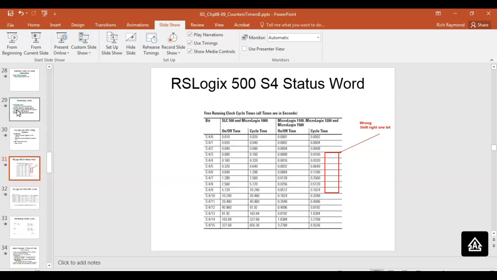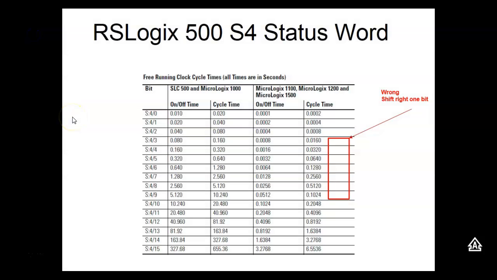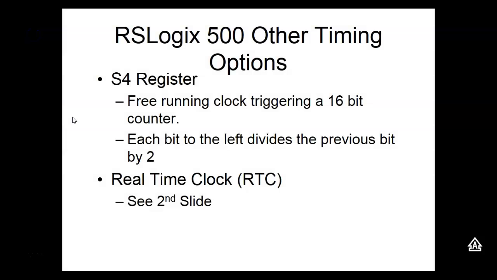What the PLC provides, this is for our Logix 500, is a status register called S4. And there is a free running clock in there that we can use if we need the time. So the interlock time is okay, but this would probably be more precise.